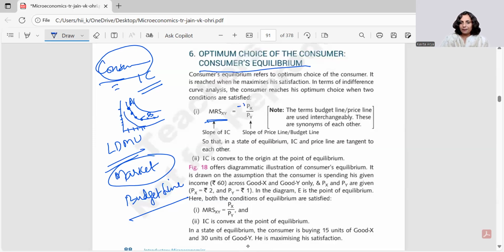Of course, there is one minus sign here, which is just symbolic of the inverse relationship and the sacrifice of one good for the gain of the other. It has nothing to do with the quantum. Right.